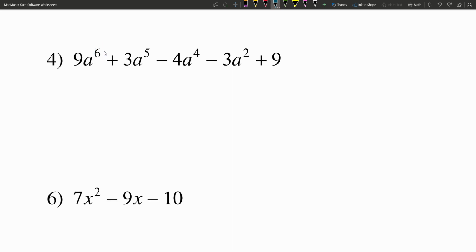For number 4, the highest degree we have is this 6th, which there's not necessarily a special name for a degree of 6, so we're just going to call this a 6th degree polynomial. And how many terms does it have? 1, 2, 3, 4, 5. So it's a 6th degree polynomial with 5 terms. Just as we don't have a special name for the 6th degree, we also don't have a special name for 5 different terms.